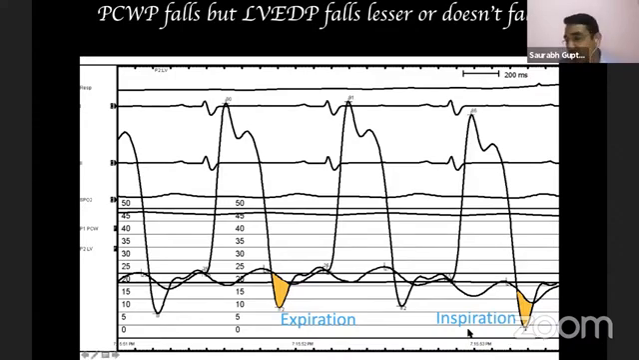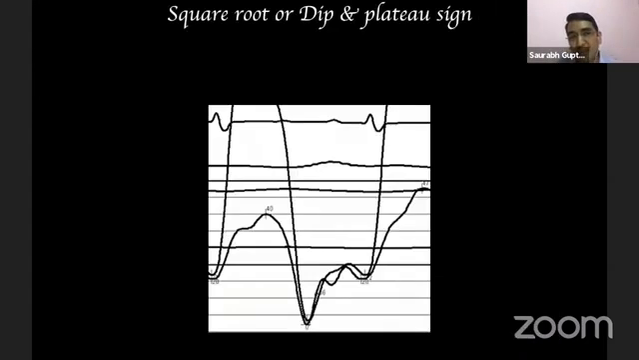You see here, during inspiration, the negative intrathoracic pressure will cause a significant fall in the pulmonary capillary wedge pressure, but the fall in LV diastolic pressure may not be as much, and therefore the gradient in inspiration between wedge and LVEDP will be lesser compared to during expiration. So if the gradient is more during expiration, filling will be more, and that is what we see as increased output of LV during expiration.